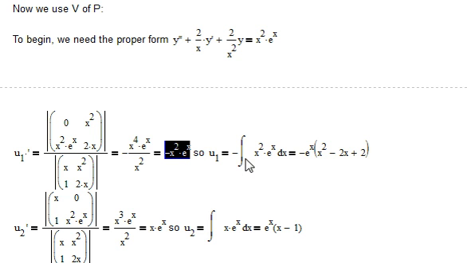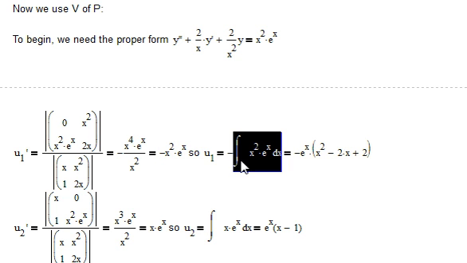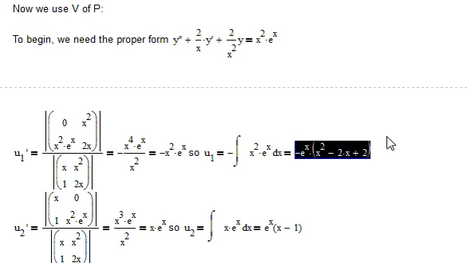u1 would be the integral of negative x squared e to the x. So that winds up being, I just use integration by parts. Actually, I use my software. You should know integration by parts. So you get e to the negative x times x squared minus 2x plus 2.